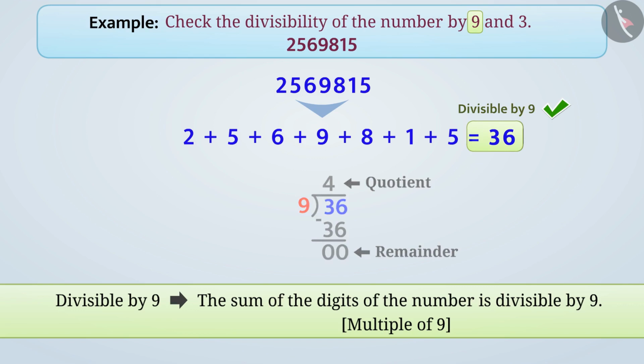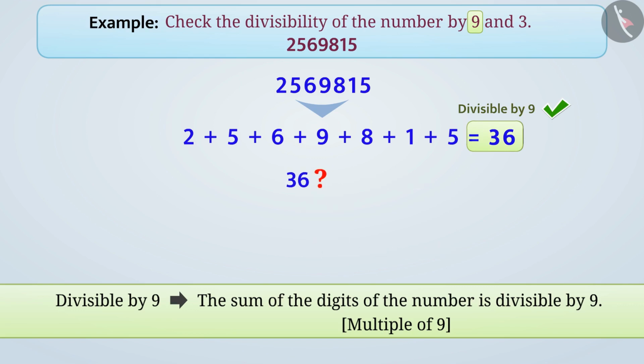Think if we can add the digits of 36 again and find out whether it is divisible by 9 or not. Think.